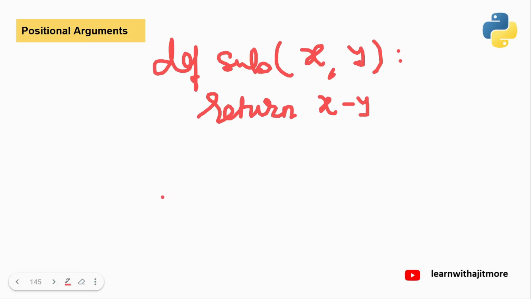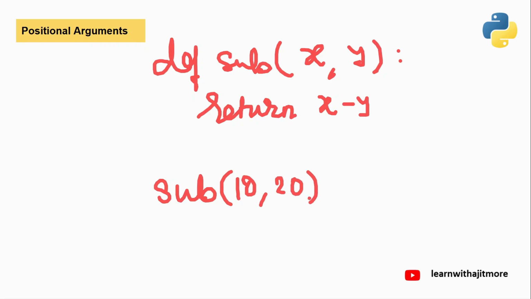Now, when I'm calling that sub, I'm passing the exact number of arguments. The count is the same: 2 formals, 2 actuals. The correspondence is 10 with x and 20 with y. So it will return 10 minus 20, that is minus 10.